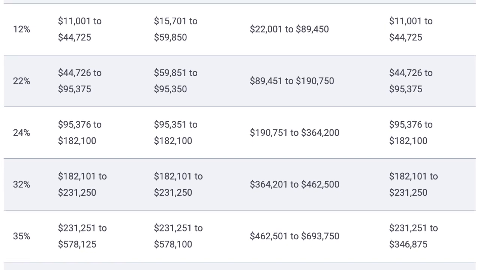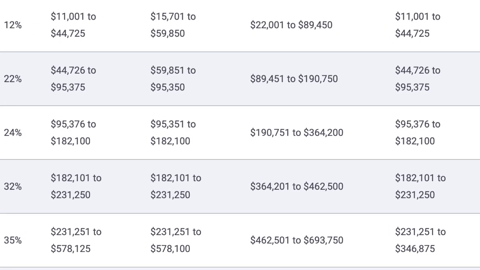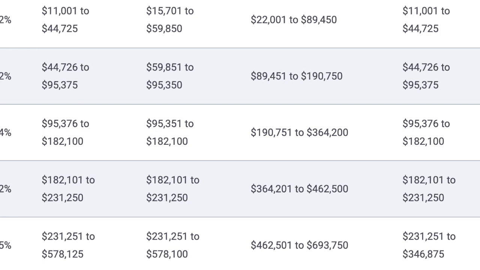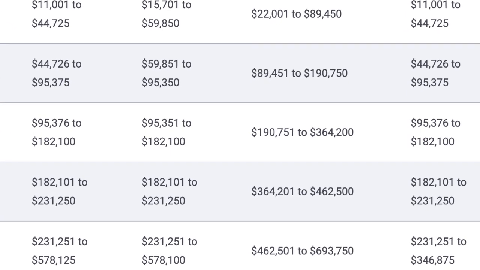But remember, it's progressive. The way it works, if you're married filing jointly, your first $22,000 in income is actually taxed at 10%. A lot of people may not be aware, tax brackets start at 10% and go up to 37% depending on your income. So that was the first thing to note, that is a progressive tax system.